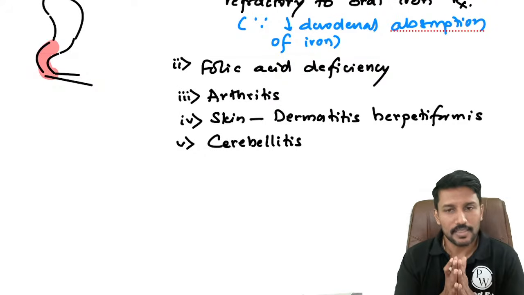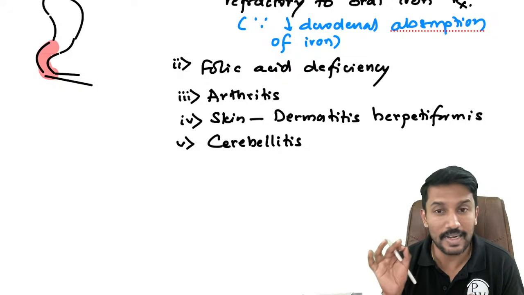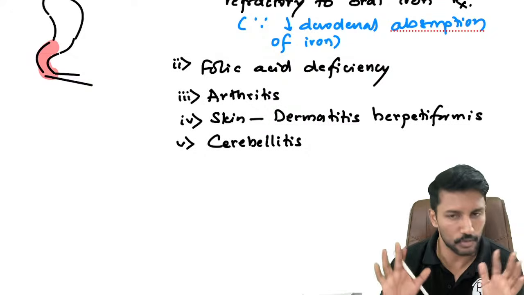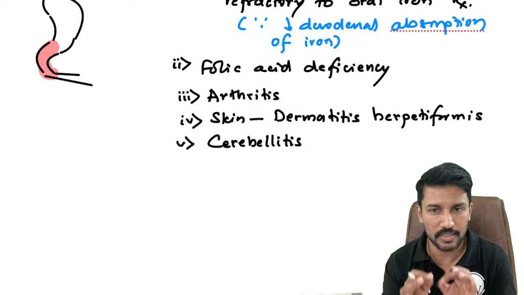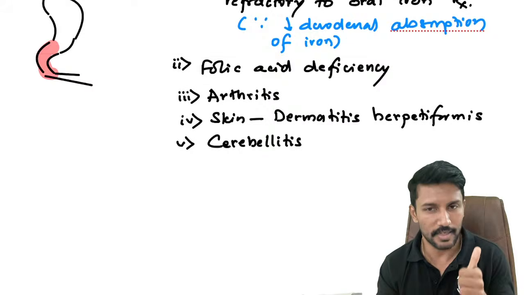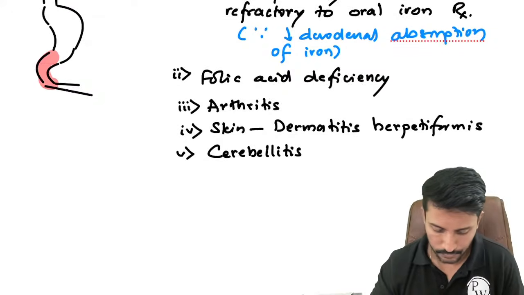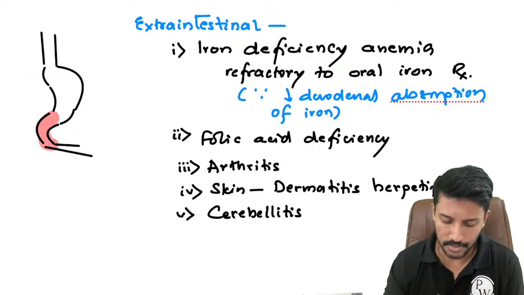In fact, celiac disease is now the second most common cause of cerebellar disorder in adults, after stroke. Of course, alcohol is there, but alcohol causes transient cerebellar dysfunction. For persistent cerebellar dysfunction, the leading cause is stroke, followed by celiac disease. So these are some of the important extraintestinal manifestations.